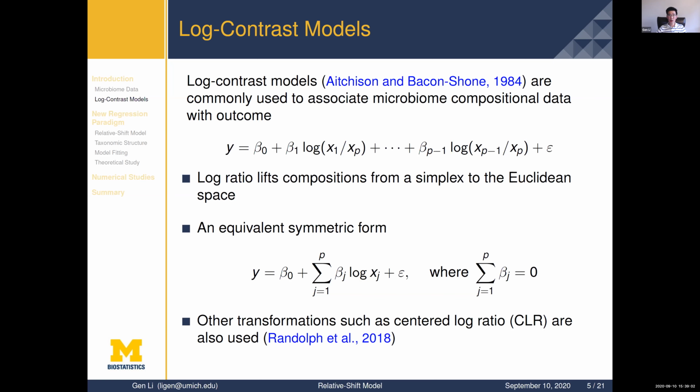These models are very commonly used in the literature, mainly because this log transformation can remove the compositions from the simplex to the Euclidean space. So it shares many nice properties that we can still enjoy in this Euclidean space. Some other similar but slightly different transformations are also used in the literature, such as the centered log ratio transformation. So this is the main school of thought in microbiome regression.